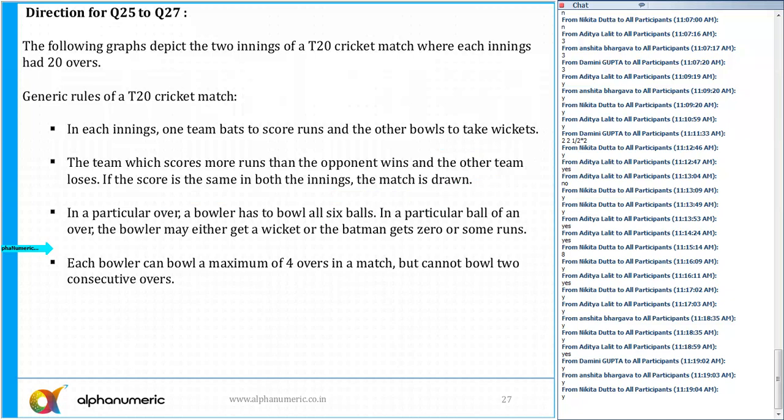In a particular over, a bowler has to bowl all 6 balls. In a particular ball of an over, the bowler may either get a wicket or the batsman gets 0 or some runs, and a bowler can bowl maximum 4 overs, but cannot bowl 2 consecutive overs. That's the general rule of a cricket match.